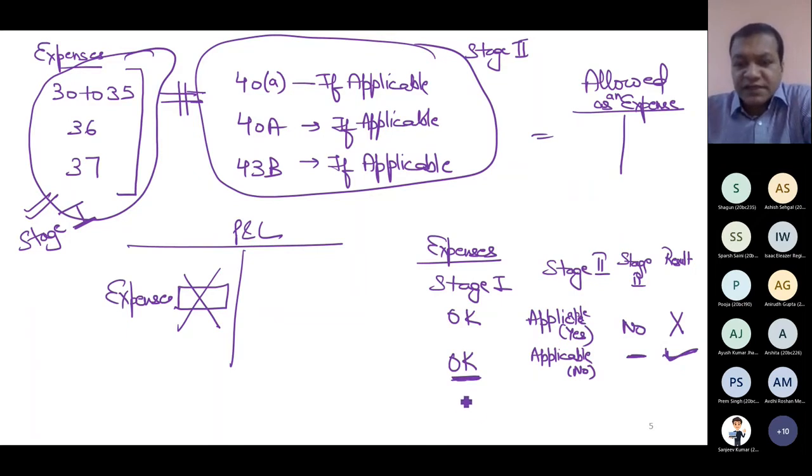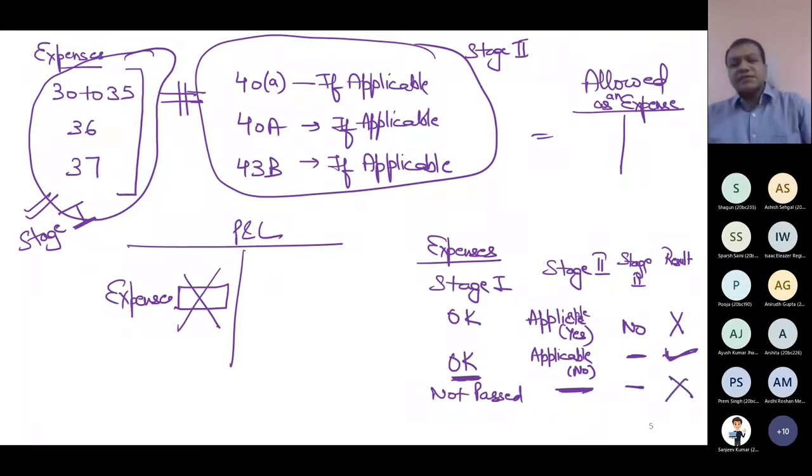Any expenditure where stage 1 is not passed, then I'm not concerned whether stage 2 is applicable or not. It is not allowed. If any expenditure passes stage 1, then check, is stage 2 applicable? If yes, and if it doesn't clear stage 2, do not deduct. Stage 1 passed, check whether stage 2 is applicable or not. If not applicable, then stage 2 doesn't matter, it is allowed as deduction.